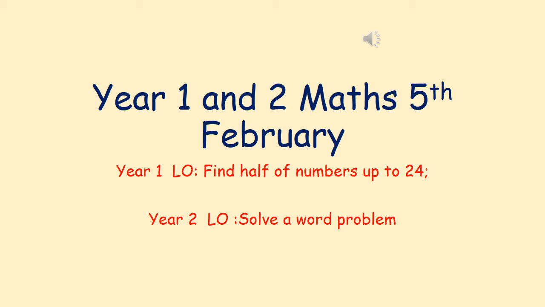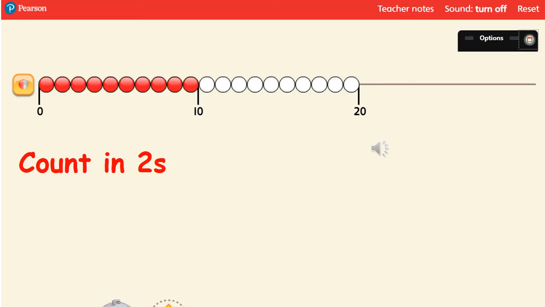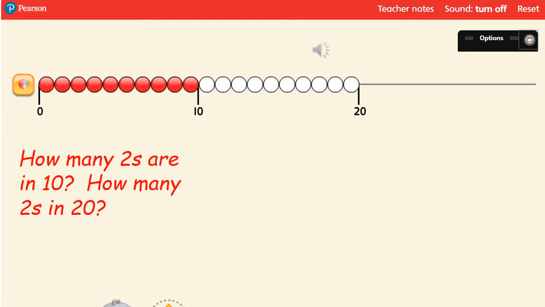Learning objective for Year 1 is to find half of numbers up to 24. The learning objective for Year 2 is to solve a word problem. It's counting twos to 20. Year 2, how many twos are in 10? How many twos are in 20?